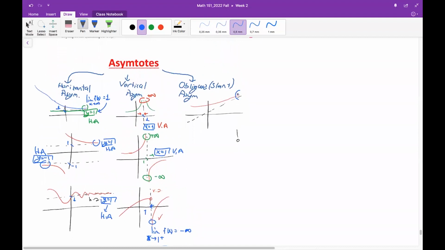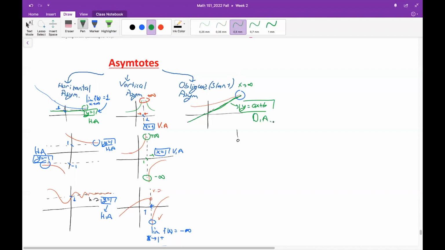And a slant asymptote is in fact the generalization of a horizontal asymptote. The only difference is that your line is not horizontal anymore, but a slanted line. This kind of line has the form ax plus b, and you see here, as x goes to plus infinity, your function, which is the red one, behaves exactly like this slanted line. So your function approaches this line as x goes to infinity. That's why you call this line an oblique asymptote.